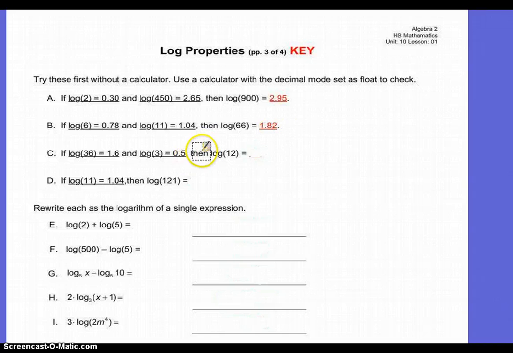Now, if I want to know what log of 12 is, how would 36 and 3 give me 12? I would have to divide, right? So what am I going to do to my arguments? I'm going to subtract. But if I want to turn log of 11 into log of 121, I'm going to have to multiply 11 times 11, right? So then I'm going to have to take the 1.04 and multiply it times 2.